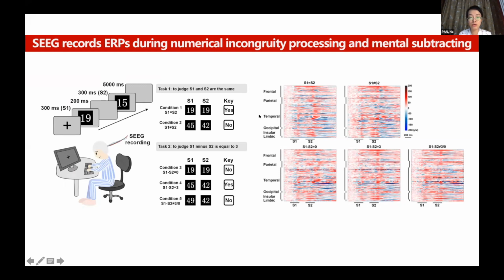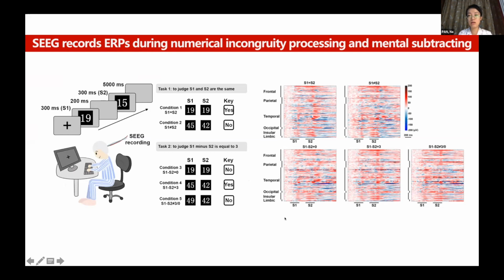In task 2, which we call the calculation task, the subjects are required to judge whether S1 minus S2 is equal to 3. There are also 3 conditions. For condition 3, S1 minus S2 is equal to 0, which means S1 is the same as S2. For condition 4, S1 minus S2 is equal to 3, and the answer is yes. And the last condition, S1 minus S2 is unequal to 3 or 0.